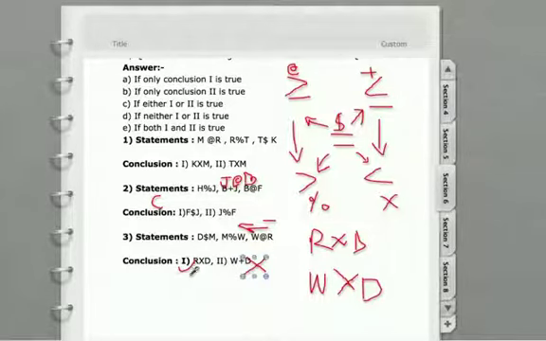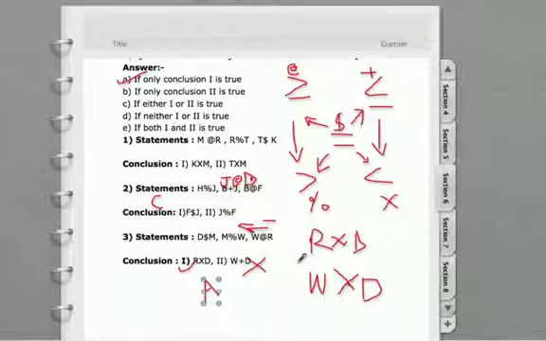So in which option do you mark, if only conclusion 1 follows? It means A. Your answer will be A, if only conclusion 1 is true.